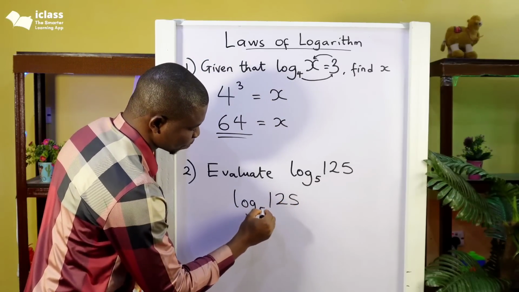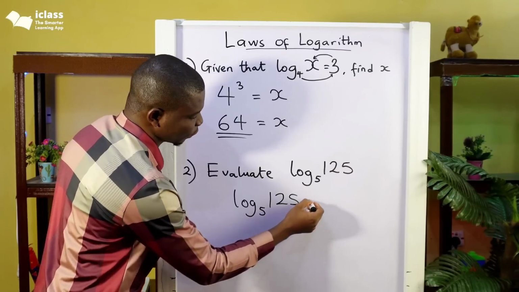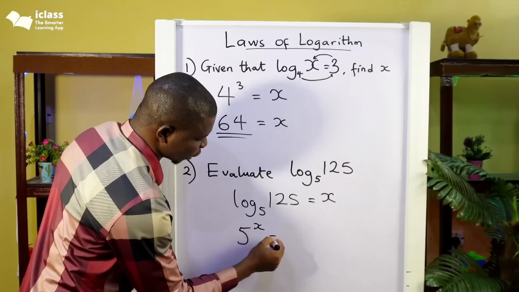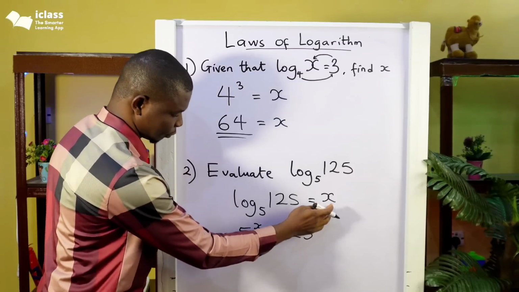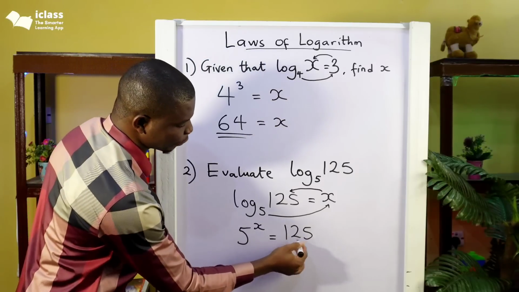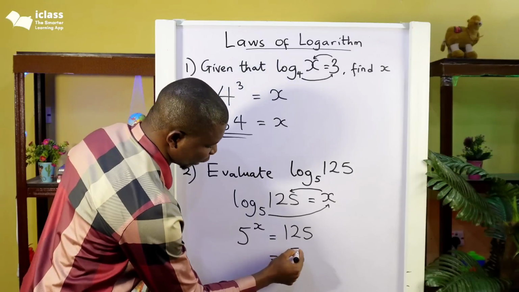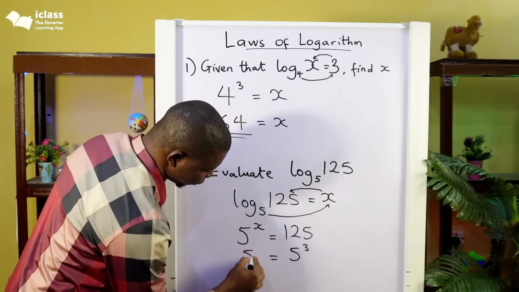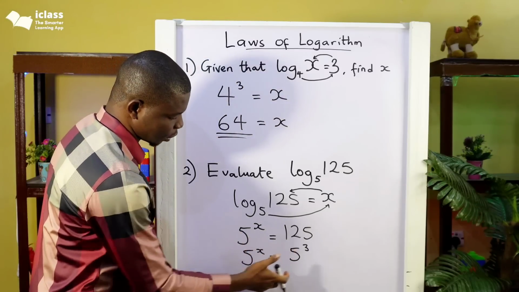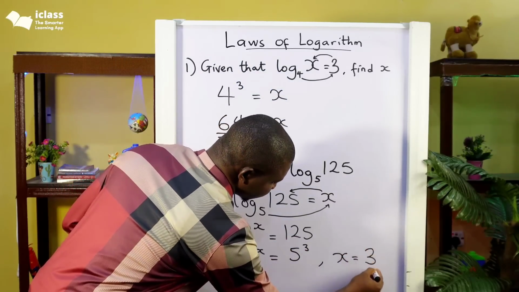Let's say the power you raise 5 to get 125 is x. So if we raise 5 to the power x, we would get 125. So what will x be? First, I have to write this 125 as an index in base 5. That will be 5 raised to power 3. So 5 raised to power x is equal to 5 raised to power 3. Since the base of these indices are the same, the powers have to be the same. So x is equal to 3.